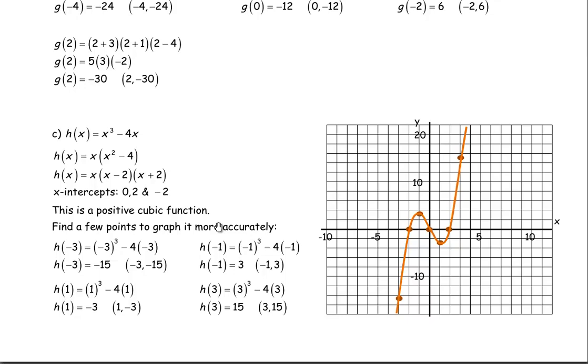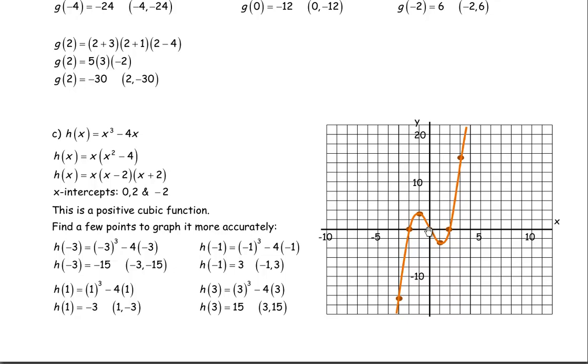And then I found a few more points to graph it more accurately. So this was at negative 2, so I used an x value of negative 3. And I put negative 3 in place of x here and there as well. And that's negative 27, this would be plus 12, so negative 15. So negative 3, negative 15 is a point on the graph. And I also did negative 1. Negative 1 in place of x, I get 3. So negative 1, 3, which would be this point.